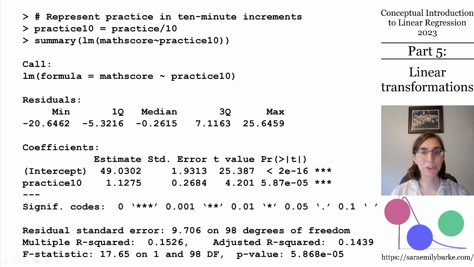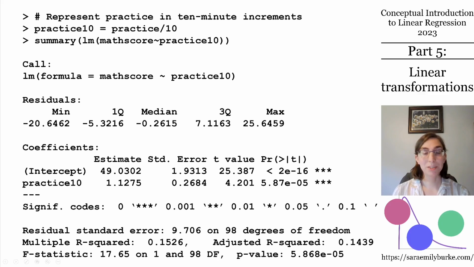Here's the result of the regression model with the predictor divided by 10. The slope is 1.1, just as we expected. A 10-minute increment in practice was associated with a 1.1 unit increment on the math test. The standard error is in the same units as the slope, so it got multiplied accordingly, but everything else is the same. Dividing the predictor by 10 left everything about the regression model the same, except the slope and its standard error, because it changed nothing except the units of the predictor.